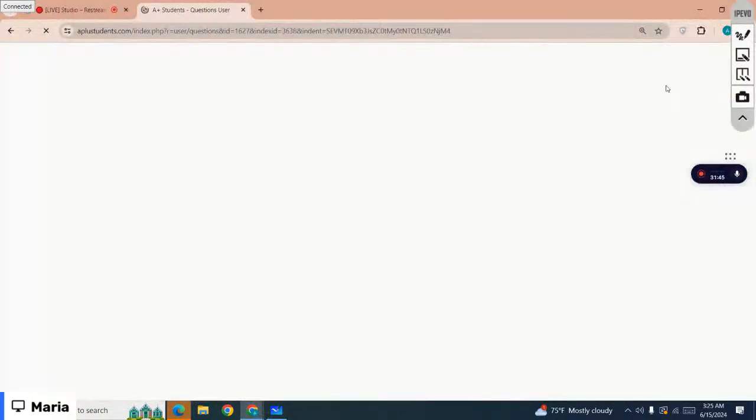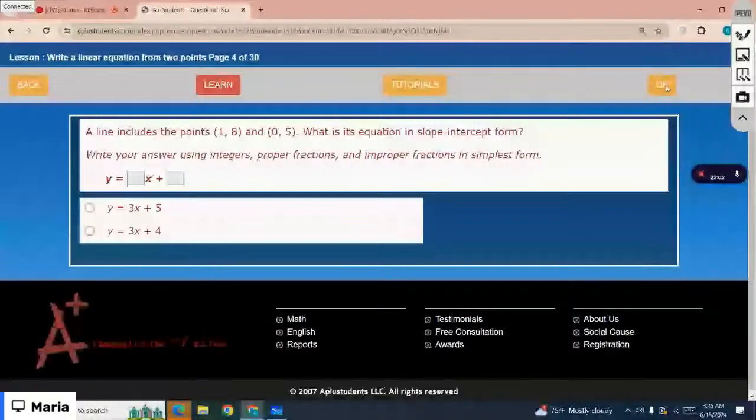A line includes the points (1, 8) and (0, 5). What is its equation in slope intercept form? So which is the correct option?